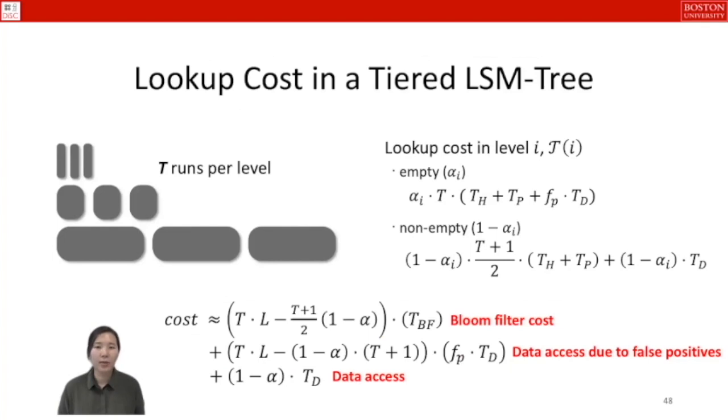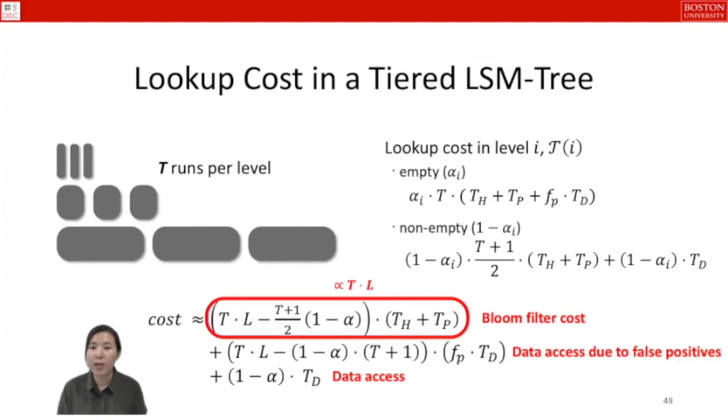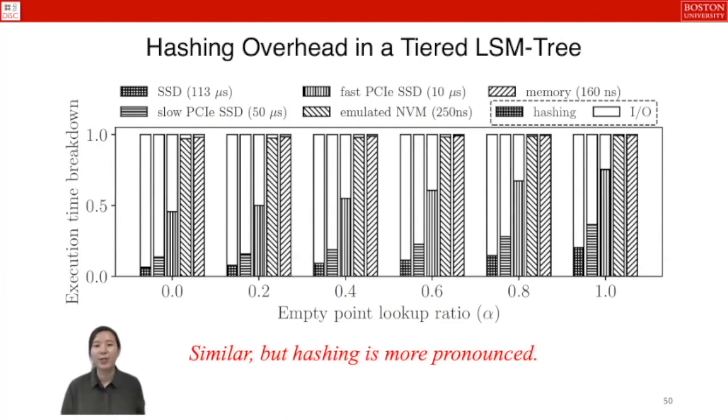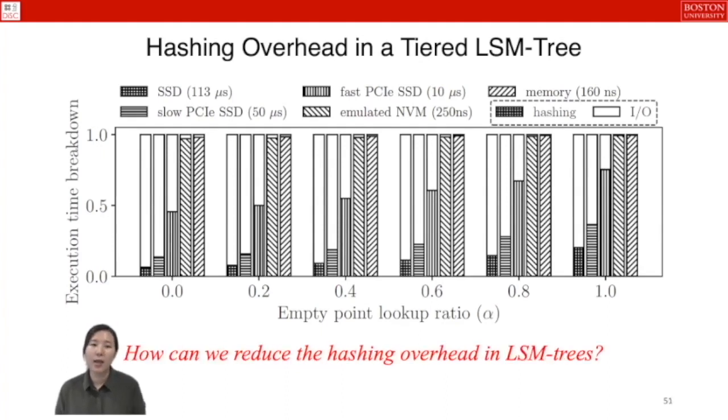Similarly, we can get the lookup cost in tiered LSM-Tree. However, it has to go over more Bloom filters. The hashing overhead is more severe for tiering. As you can see in this graph, hashing dominates the lookup cost more than in leveling. Then how can we reduce this hashing overhead in LSM-Trees without harming the performance?